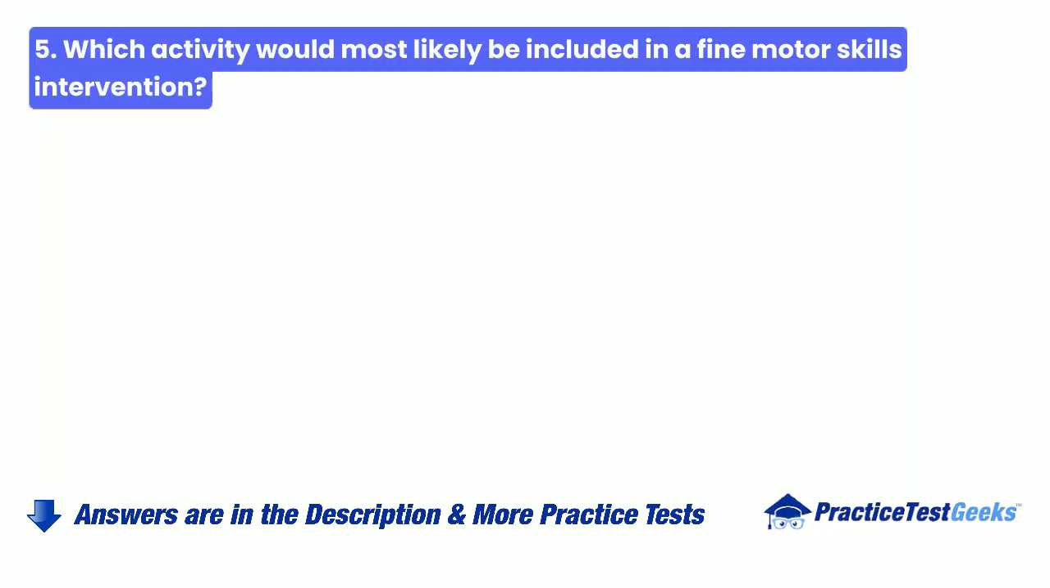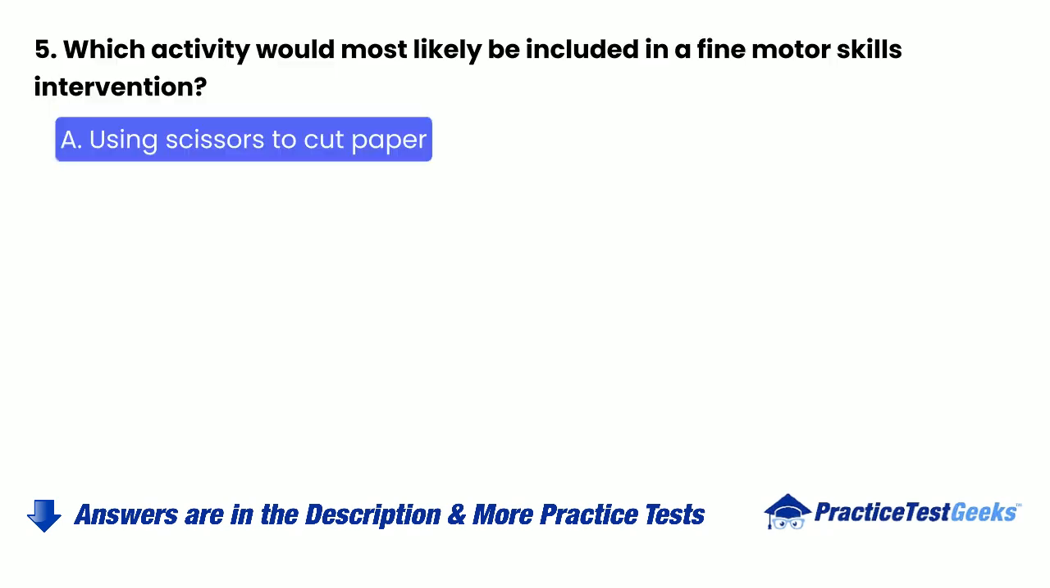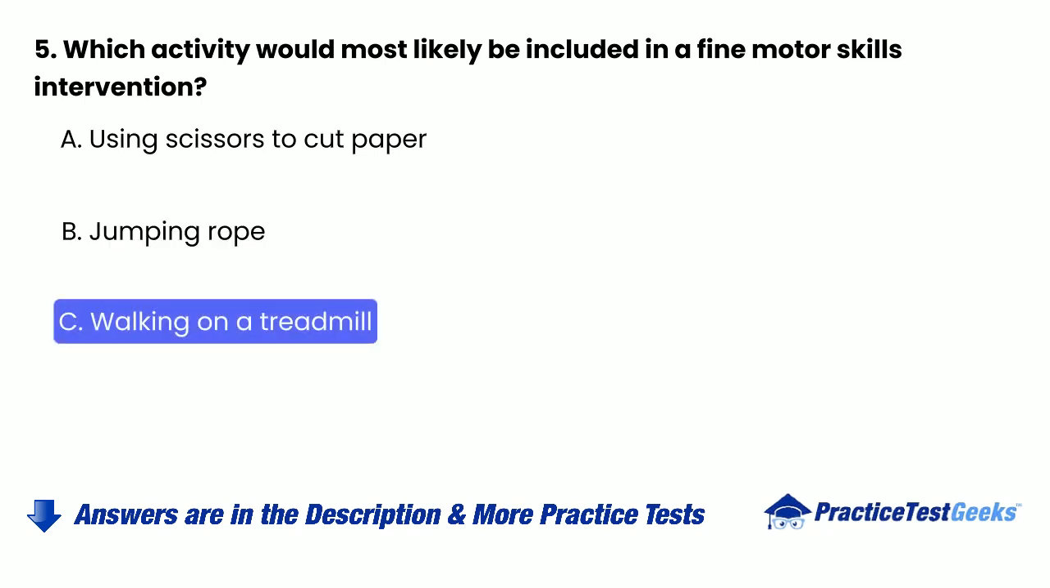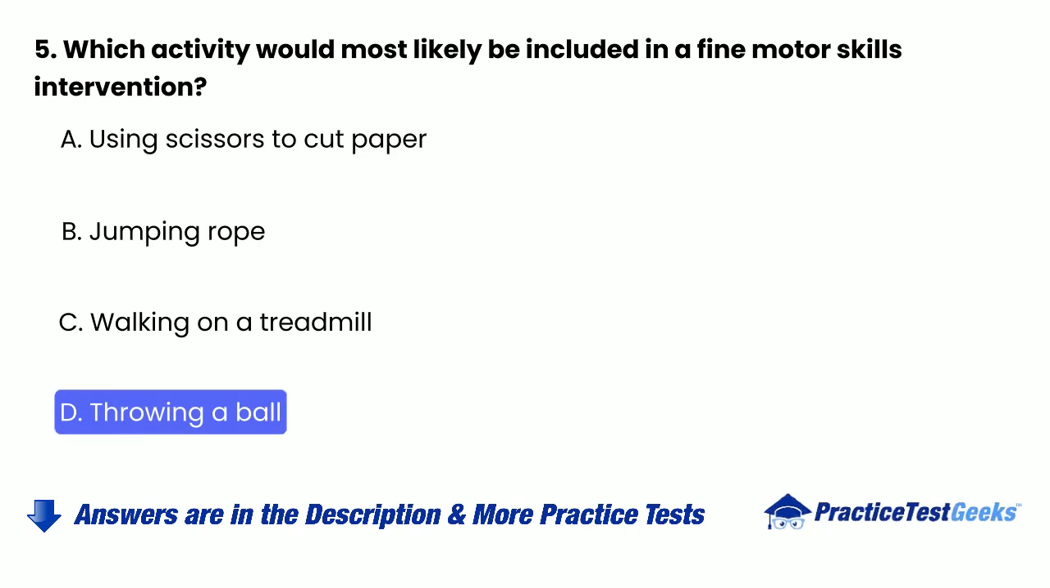5. Which activity would most likely be included in a fine motor skills intervention? A. Using scissors to cut paper. B. Jumping rope. C. Walking on a treadmill. D. Throwing a ball.